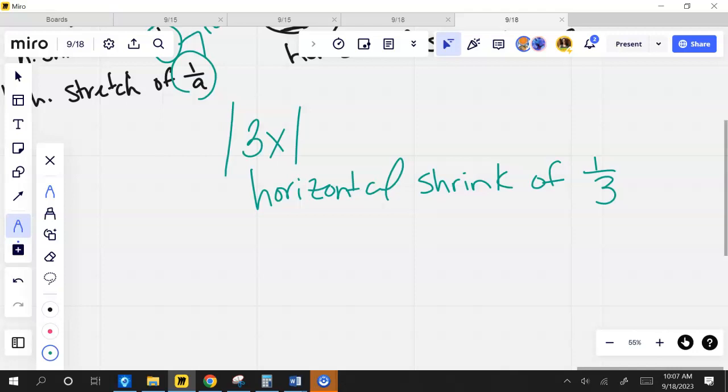Listen, horizontal's always opposite. Everything horizontal. If you subtract, you're moving right. If you're multiplying, it's the reciprocal. Everything horizontal is opposite. A stretch doesn't have to not be a fraction, but it's going to be a fraction because it's opposite.